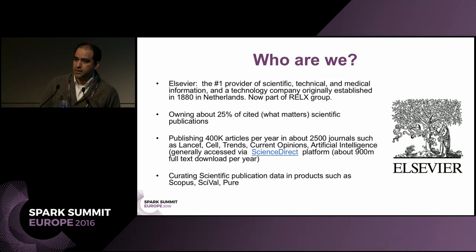Elsevier publishes the scientific articles and books and conference proceedings as well, but is also a primary curator of scientific information, meaning that, for example, the publication data and the scientific evaluation of different research institutes, persons, organizations, and countries are in products like Scopus, SciVal, and Pure.